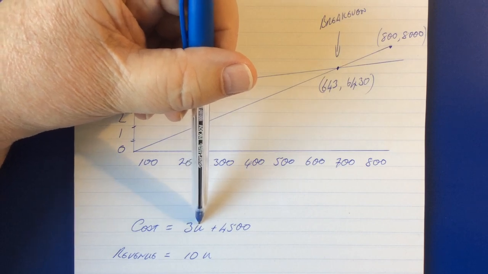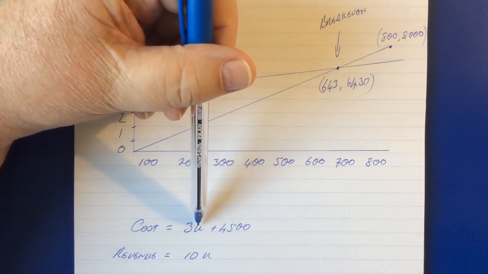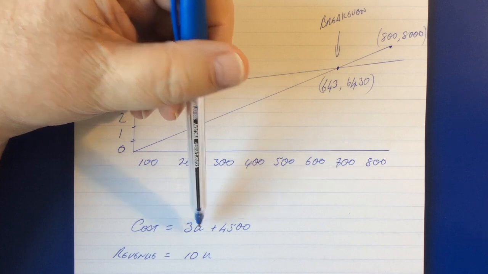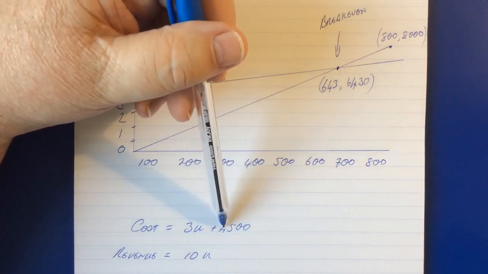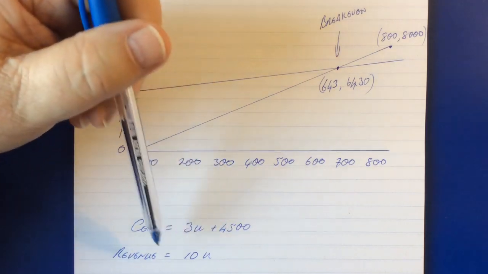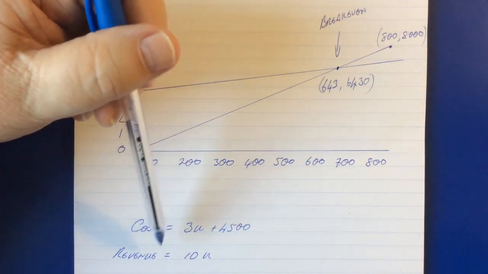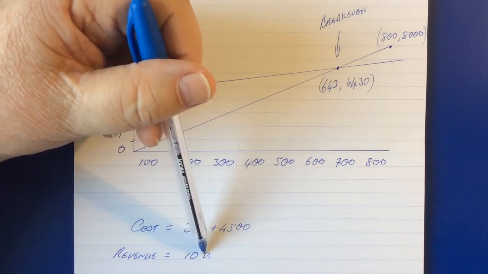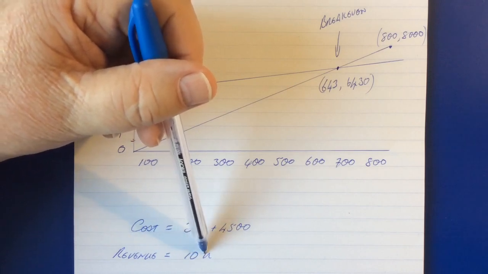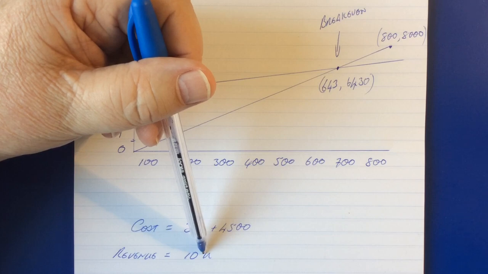This is a unit of production here. This is whatever this business sells. And the fixed costs were $4,500. We were also told, so this is the cost equation, that revenue is $10 per unit. So when they sell one unit, they get $10.